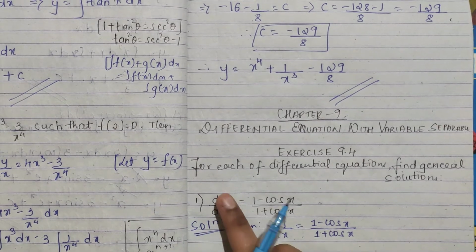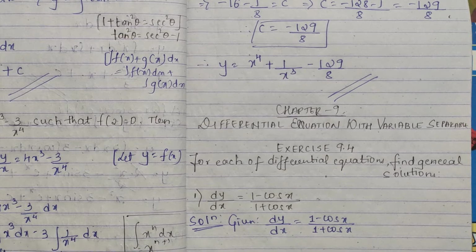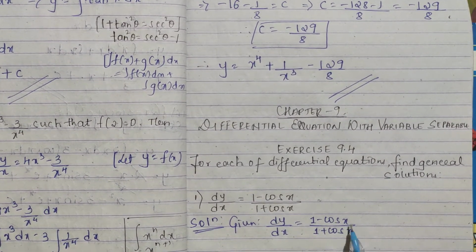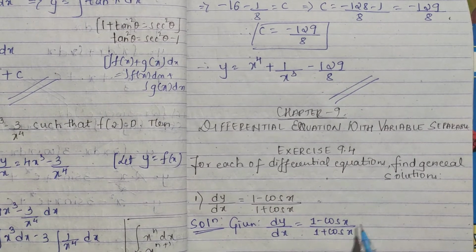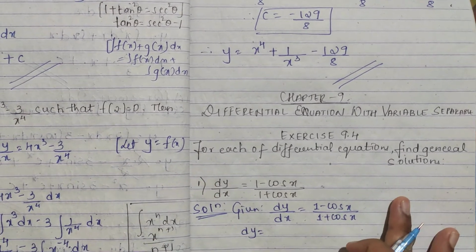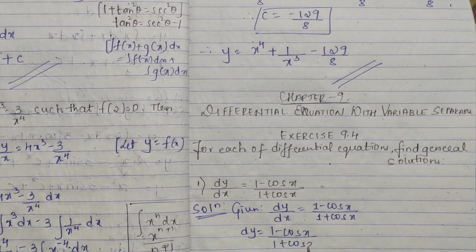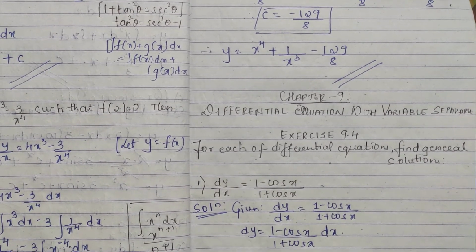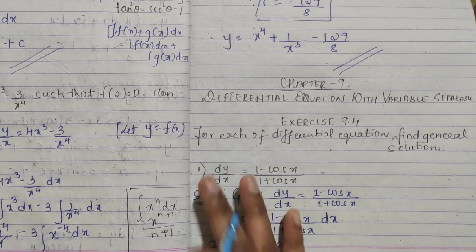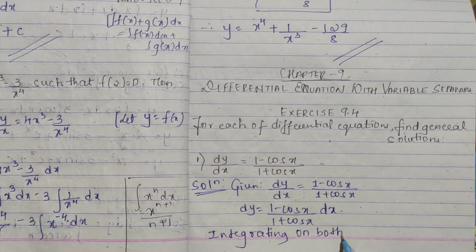So first question, dy by dx equal to 1 minus cos x divided by 1 plus cos x. So first we will separate the variable. Here you can see right hand side, your whole question it is in the form of x only, and for integration your dx should go to the other side, right. So this becomes dy is equal to 1 minus cos x whole divided by 1 plus cos x dx. Now we are doing integrating. You should write this integrating. I hope you can see integrating on both sides.